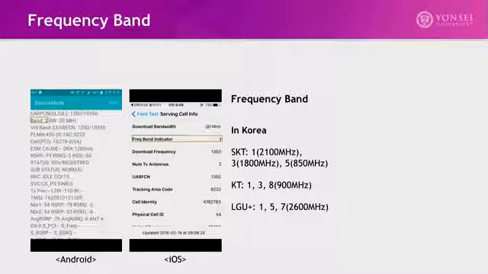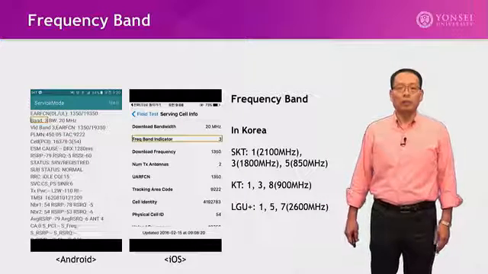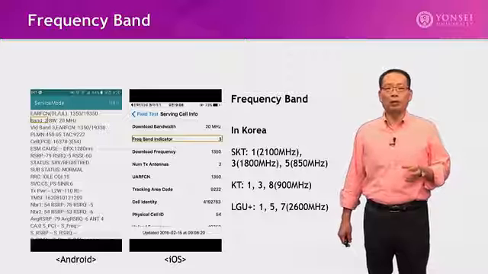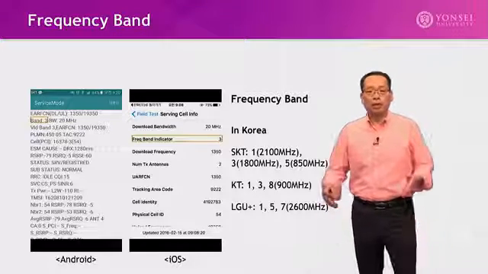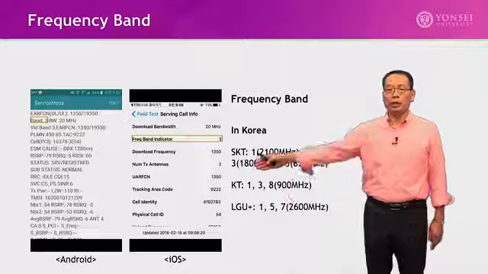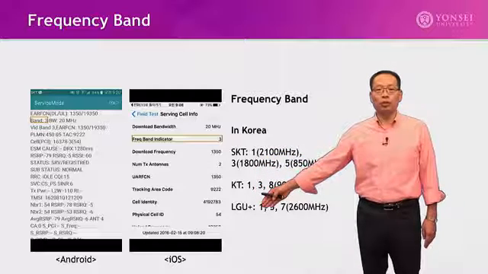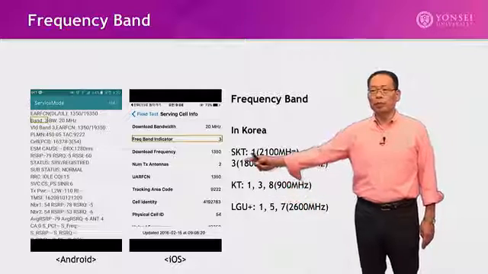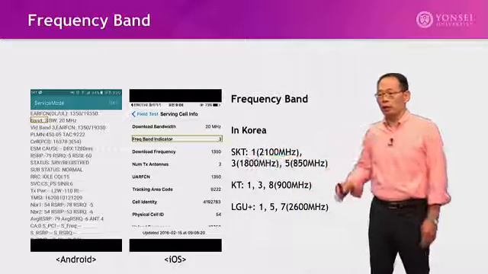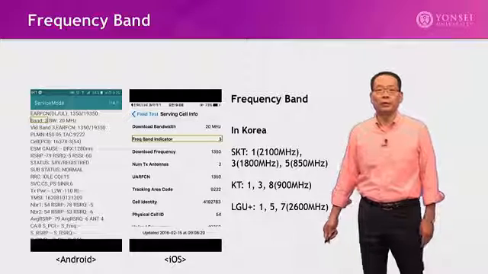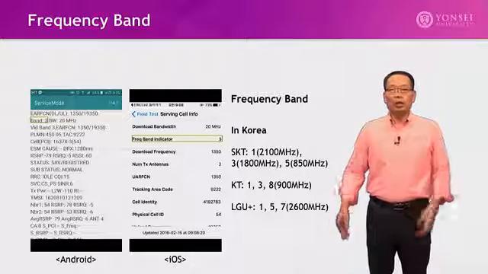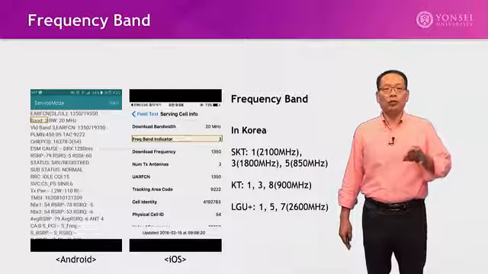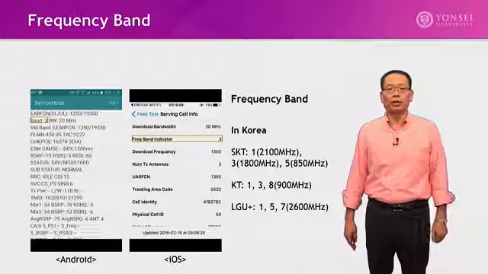The second one is the frequency band indicator. Typically, the frequency band is fixed by the mobile network operator. In Korea, there are three operators: SKT, KT, and LGU+. And SKT Telecom uses band number 1, number 3, and number 5. If you are using band 1, that means your phone is using 2100 megahertz frequency.